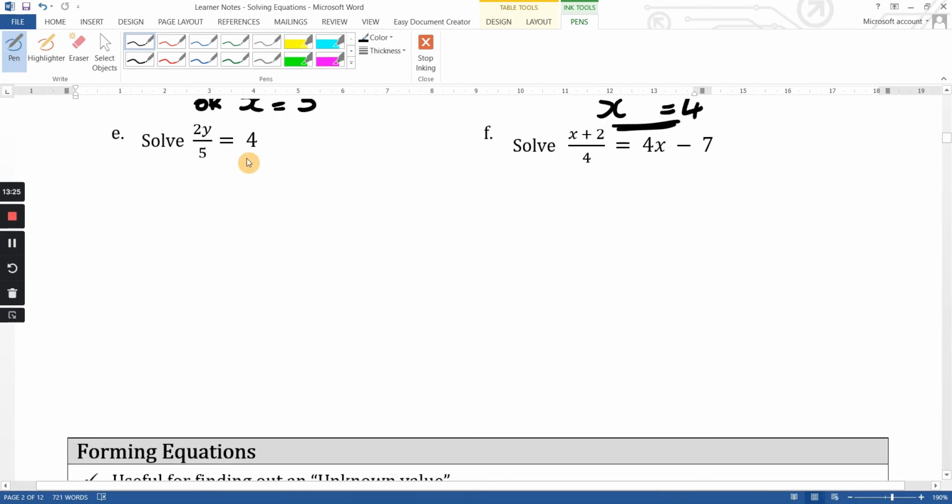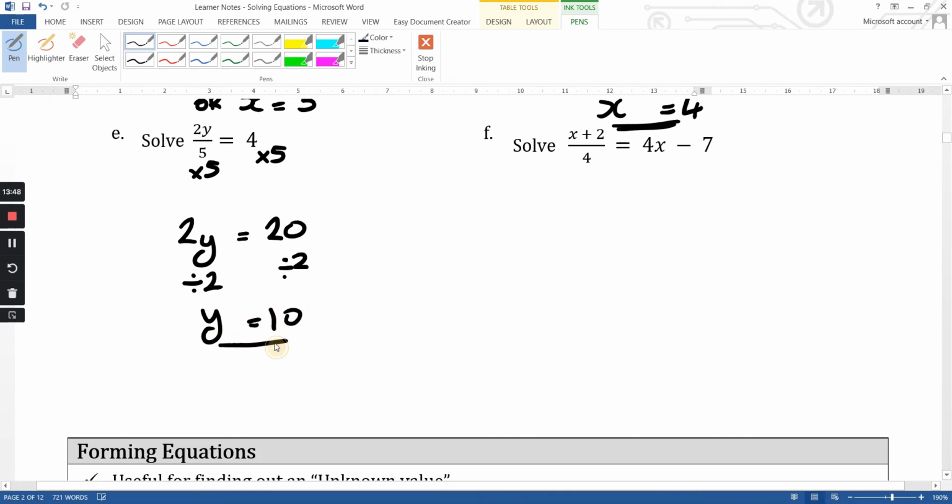Next one. Oh, it's one of those fraction ones. So what did we say? To get rid of the fraction, you'll have to multiply by the denominator. So let's multiply by 5 here. I'll have to multiply by 5 here as well. So it doesn't affect the numerator. That is still the same. On this side I get 20. There's only one more step. And you're done.